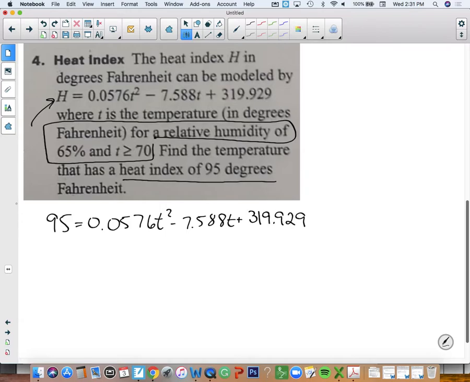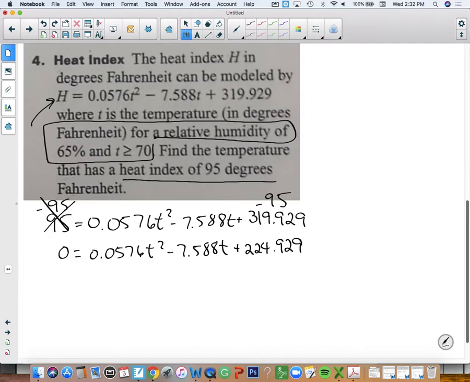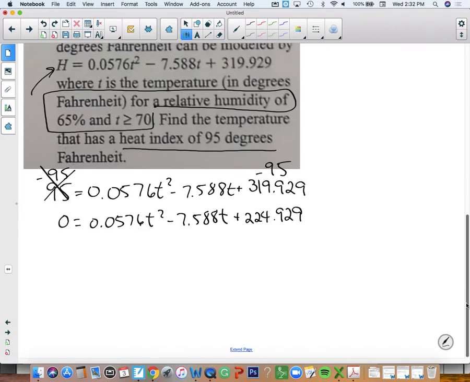$319.929. Okay, so when we factor, remember what we need: 0 over here, so let's move the 95 over. If you saw in class today, you saw that little negative 95 floating around up there. That's why. So 0 equals 0.0576 T squared minus 7.588 T. And then we do 319.929 minus 95, which gets me to 224.929. And then we are on to the quadratic formula, okay?